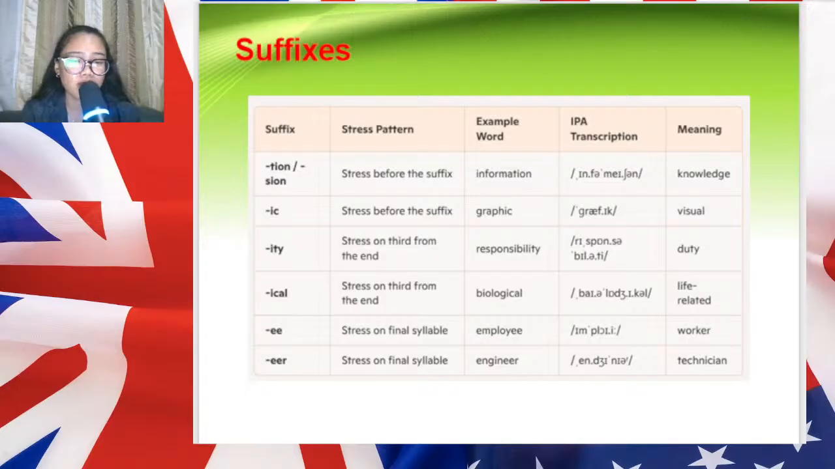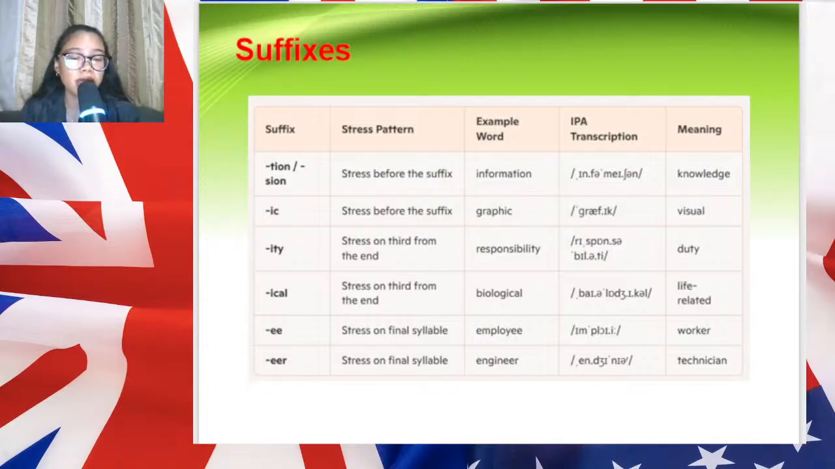So let's try to bring it together. Each suffix group has its own rhythm, its own personality. For tion and ic, we are politely pushing the stress back. For ate and ical, we stretch the word and ask you to count three syllables from the end. Okay? And lastly, for ee and eer, we step up and claim the spotlight at the very end. Or basically, we let the suffix itself be highlighted.